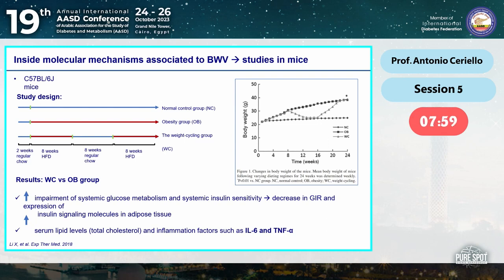And the results were that compared to the animals in a stable high weight, the animals having a weight cycling had an impairment of systemic glucose metabolism and systemic insulin sensitivity. So meaning that at the end of the day, because the adipose tissue changed the shape, it appeared an insulin resistance, which is conceptually not difficult to understand. And also, of course, this affected serum lipid levels, because if you have insulin resistance, by definition, you also have an alteration in the lipid metabolism.